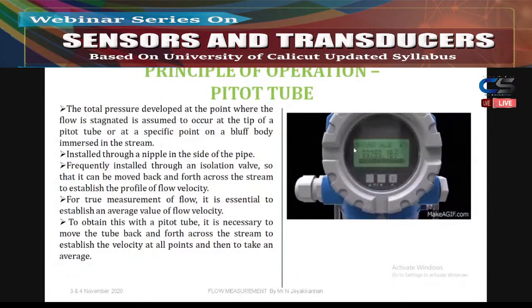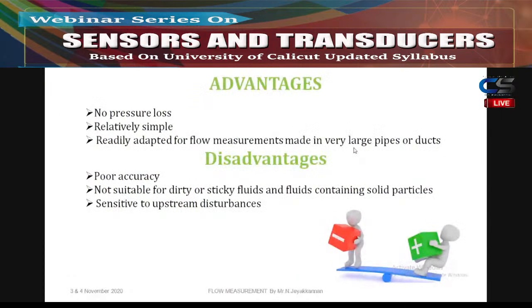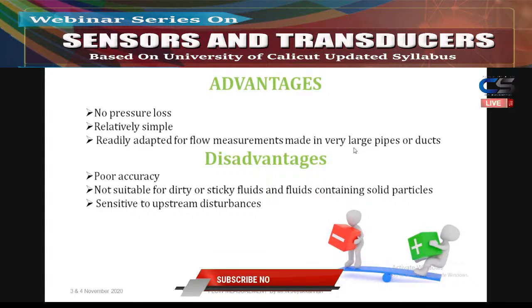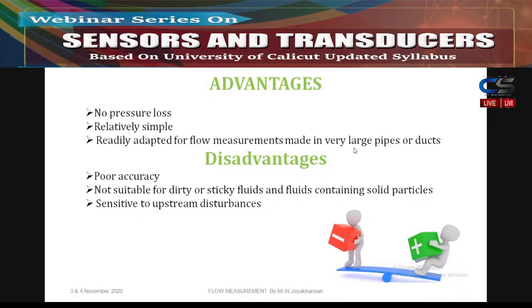And mainly the advantages are that no pressure loss will be there, the design is very easy, and it can adapt to any type of pipes and ducts. And the disadvantages: the previous one can be suitable for dirty environments, but this pitot tube, since it is used in two manners, top wise and bottom wise, is not suitable for dirty environments, and it is sensitive to upstream disturbances. So whenever a disturbance comes, this pitot tube will not work.